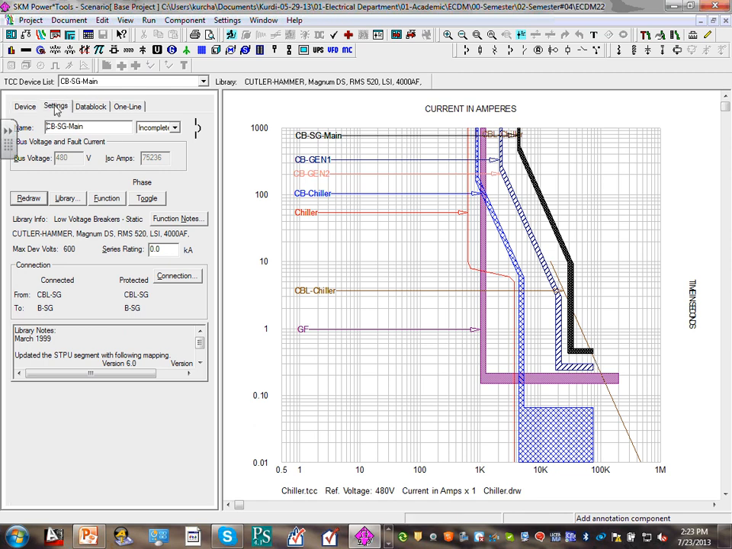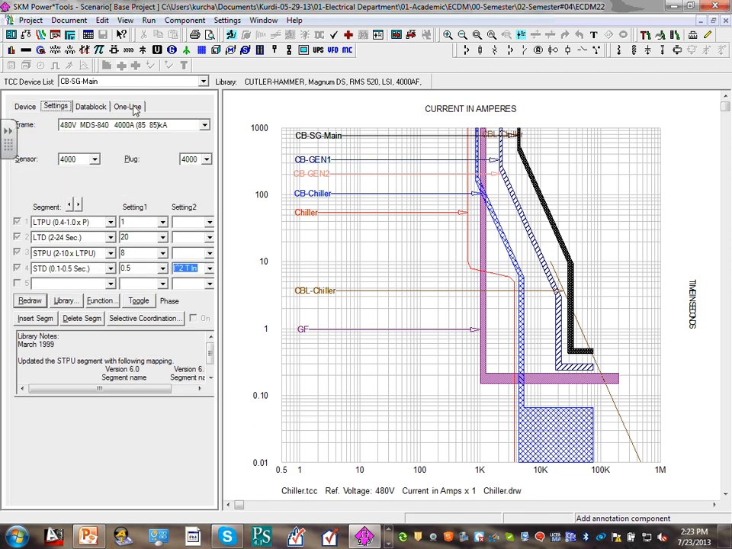I'm going to go to the settings. Here's the settings. This is a Magnum DS 480, 4000 amp, Square D hammer switchgear circuit breaker, rated for 85 kA interrupting rating, and that's all the families that you can get from them. The sensor is the CTs that you can get. They're rated for either 3.2 or 4, and if you put a sensor of 4, you can only plug it at 4.